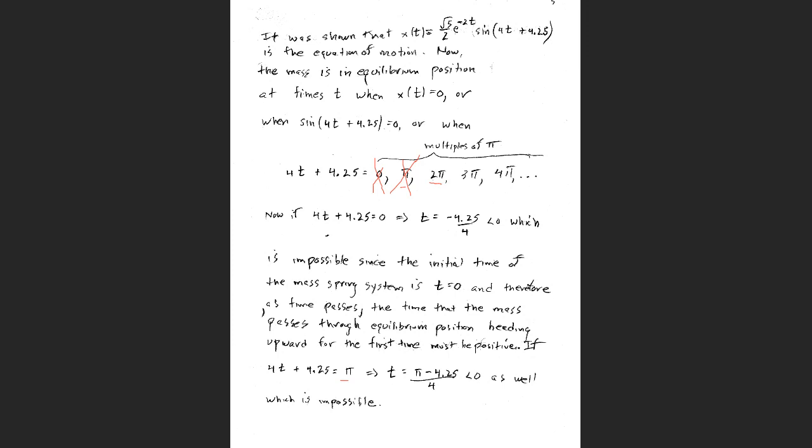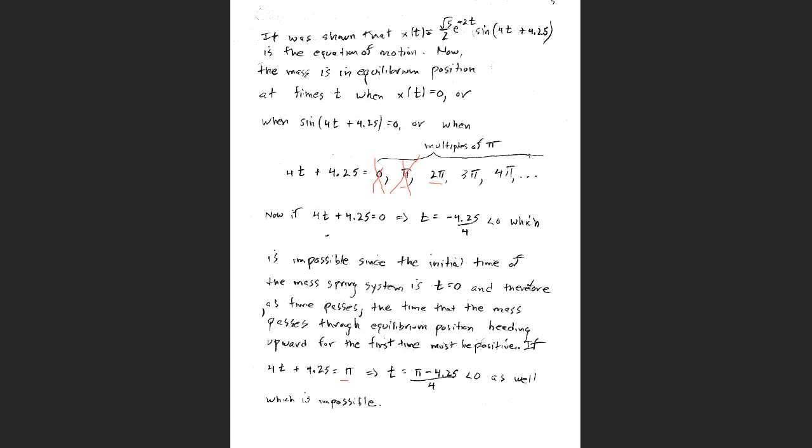Are there any questions at all? Professor, yes, Michael. Since we have a sine of 4t plus 4.25, the period of that waveform is going to be 2 pi divided by 4, is that right? Correct, that's correct. Why are we considering multiples of pi rather than multiples of pi over 2?